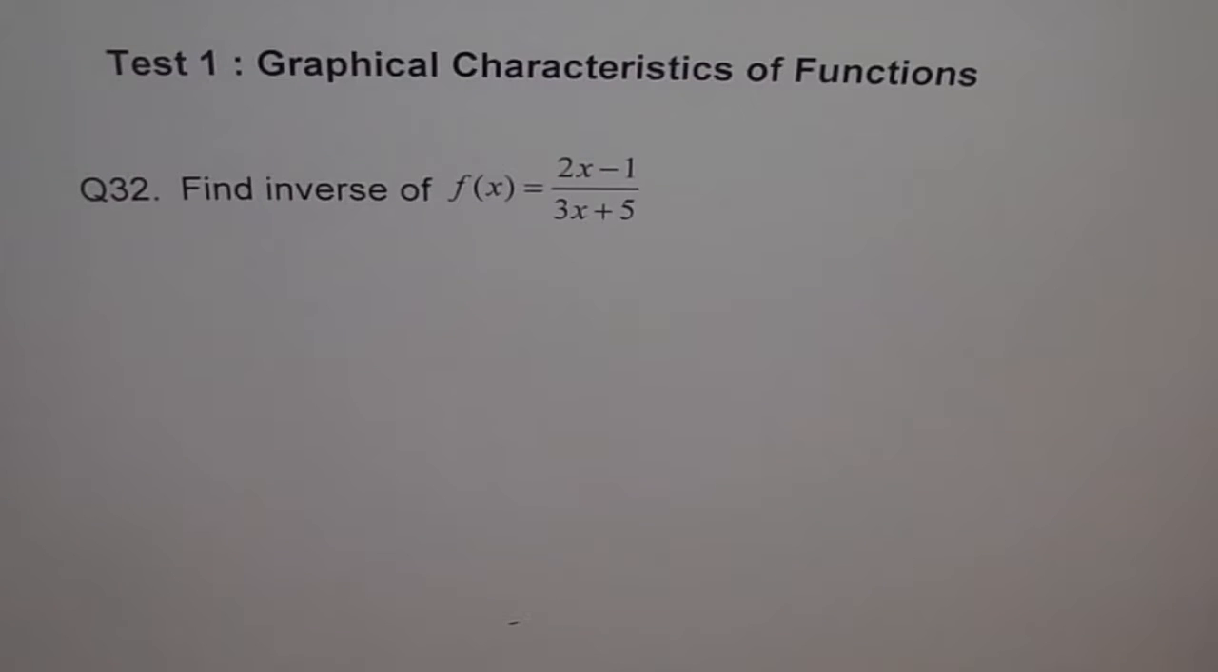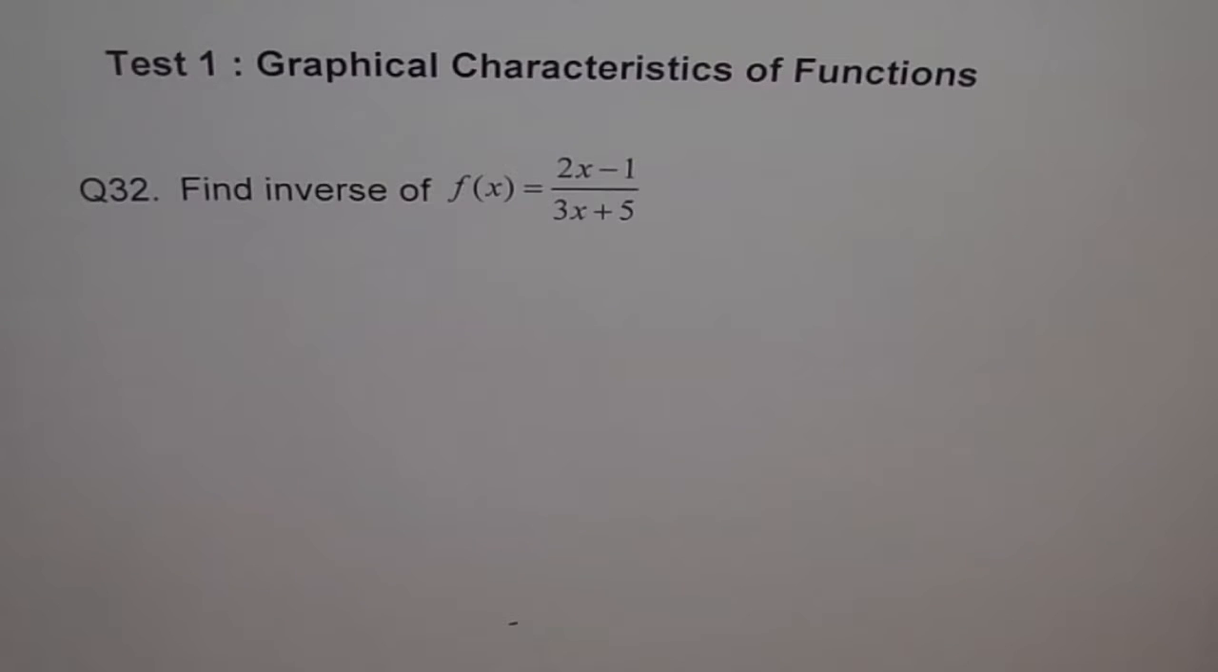Here is question 32. Find the inverse of a function which is a rational function. f of x equals 2x minus 1 divided by 3x plus 5. Now how will you do such a question?